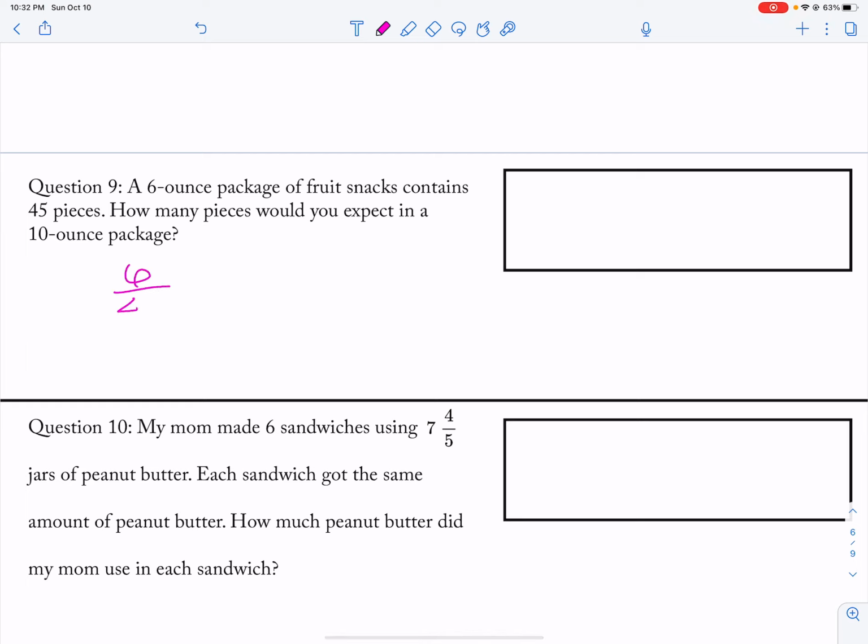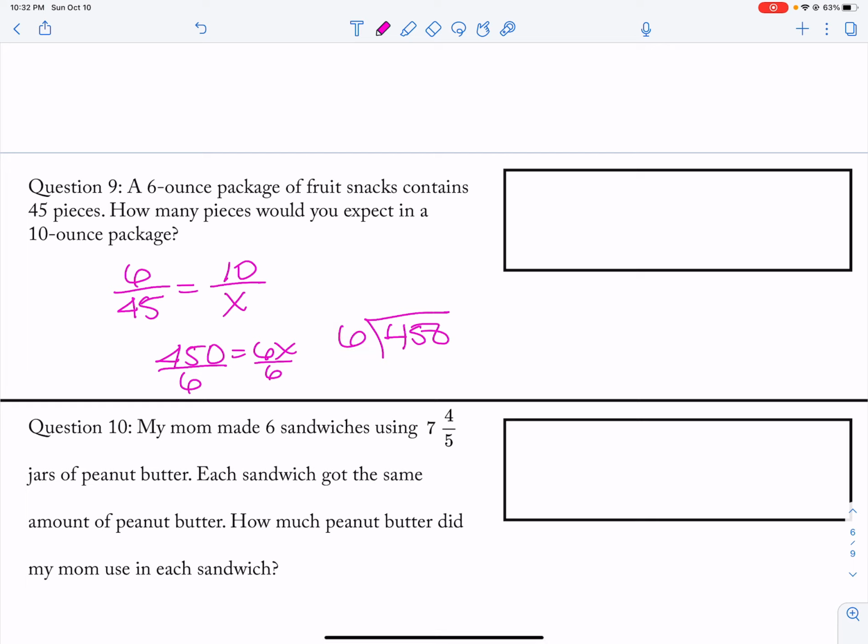6 ounces for 45 pieces is equal to 10 ounces over x. So 450 is equal to 6x. Divide both sides by 6. 6, 7, so that's 42. 30, so 5, 75 pieces.